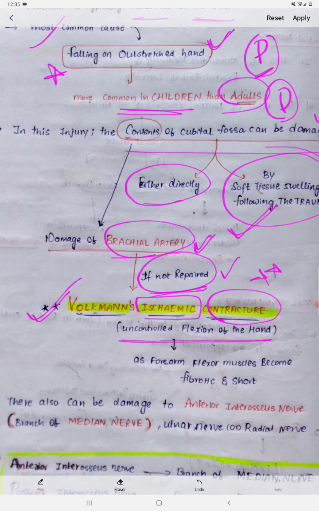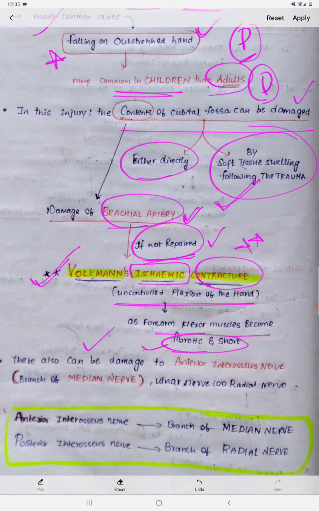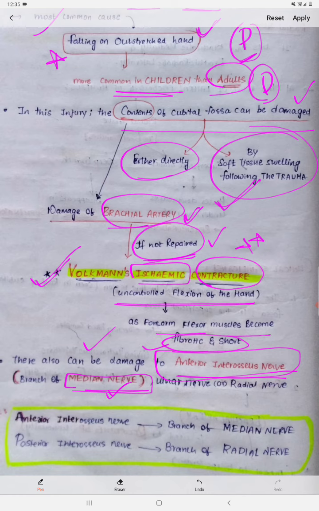There will be uncontrolled flexion of the hand, and the forearm flexor muscles become short and fibrotic, simultaneously. So this will happen when the supracondylar fracture occurs. The cubital fossa contents may be injured directly or indirectly, and there is also a chance of damage to the anterior interosseous nerve. And where does this nerve come from? It is a branch of the median nerve, and again this median nerve is a content of the cubital fossa, right?